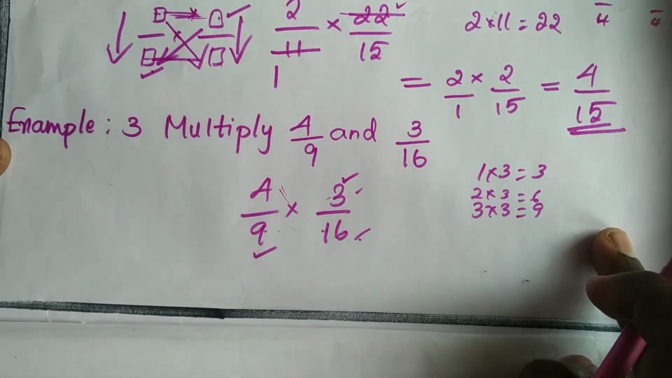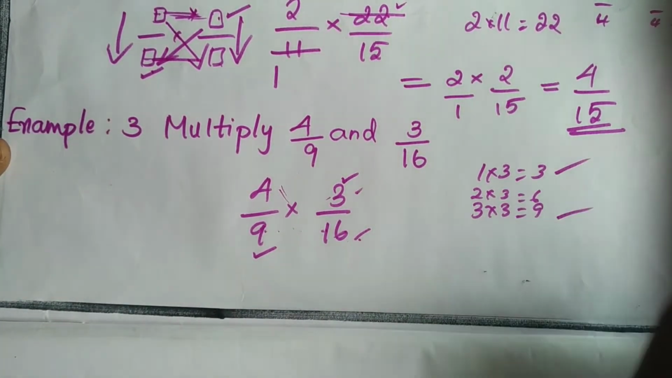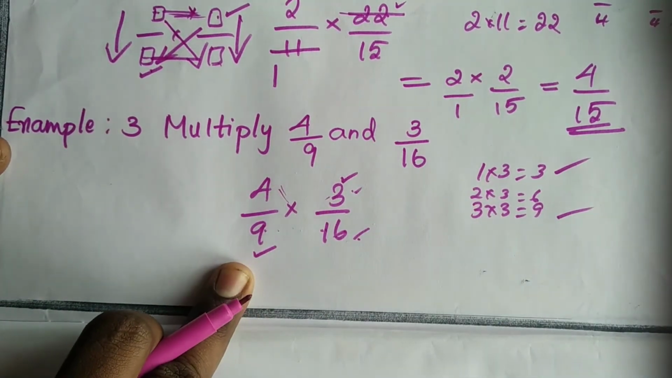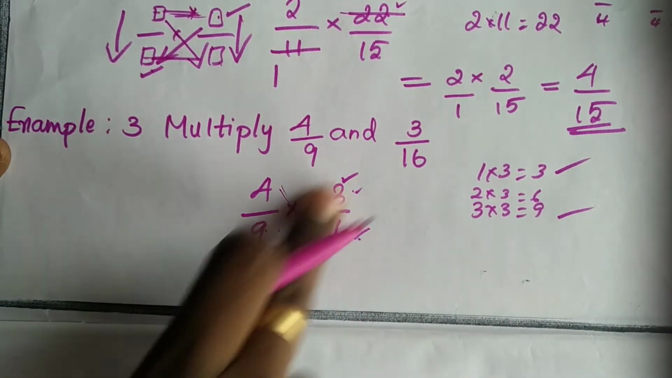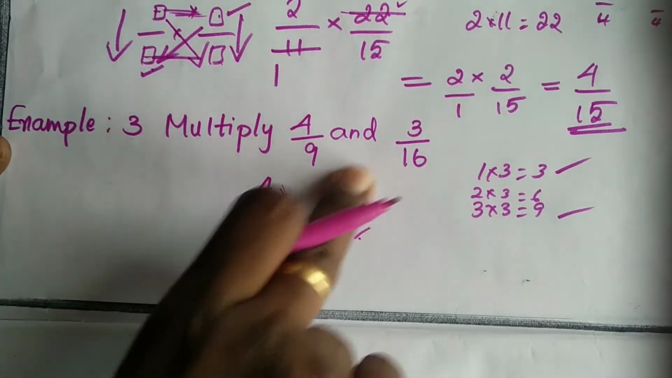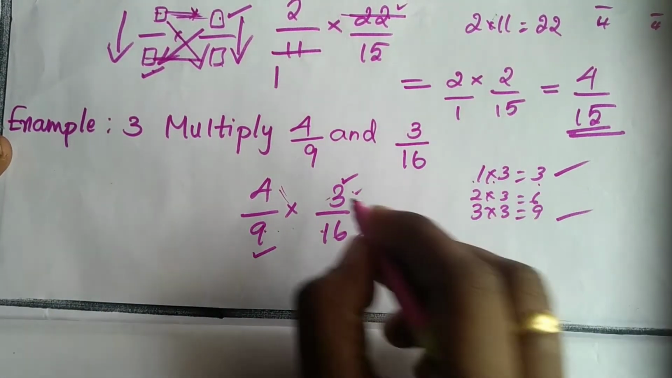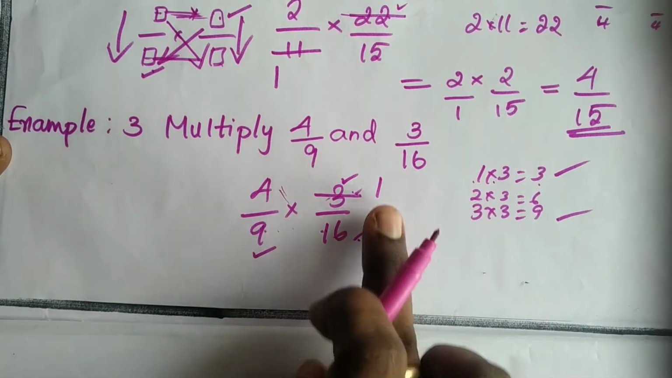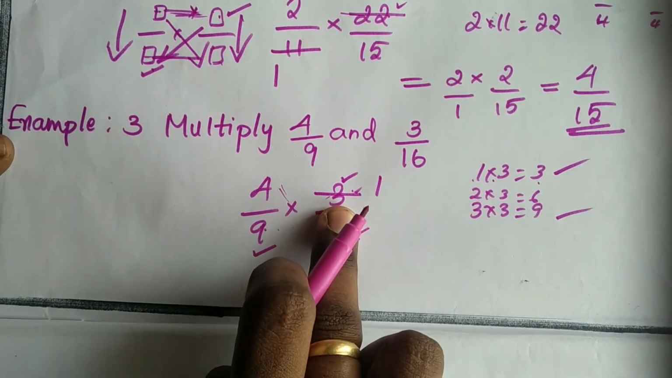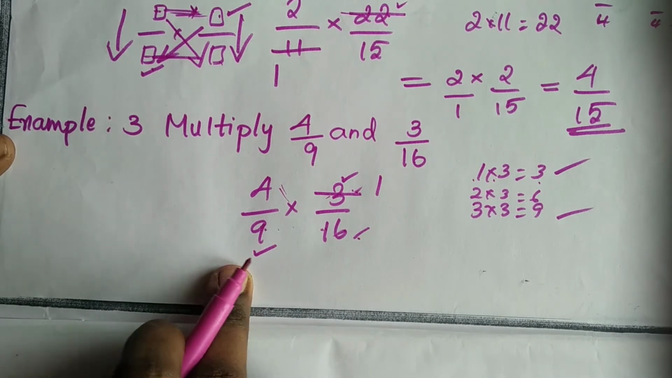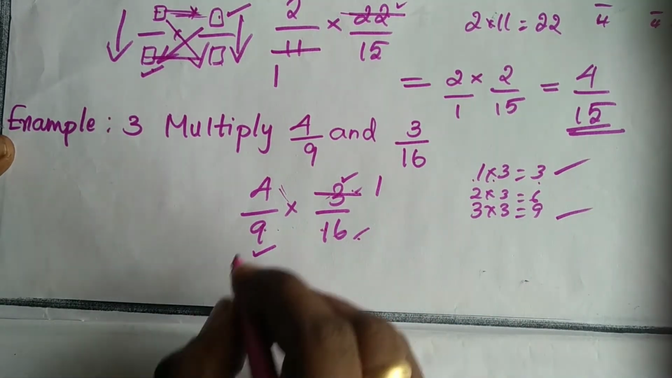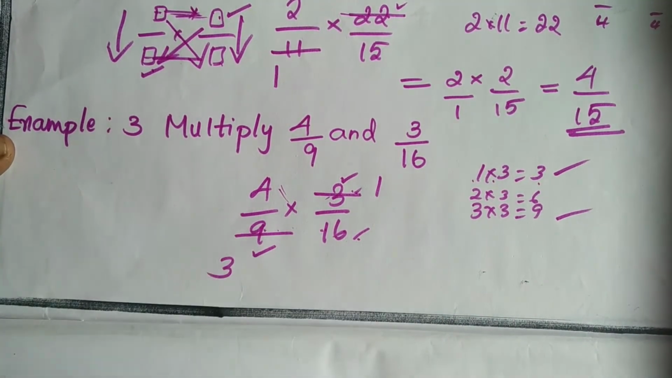1 3 is 3, 2 3s are 6, 3 3s are 9. We need 3 and 9. Here 3 is here, 9 is here. So what is the common factor between these two numbers? 3. So 1 3 is 3, so cut and write 1. Then 9: how many times 3? 3 3s are 9, so cut and write here 3.